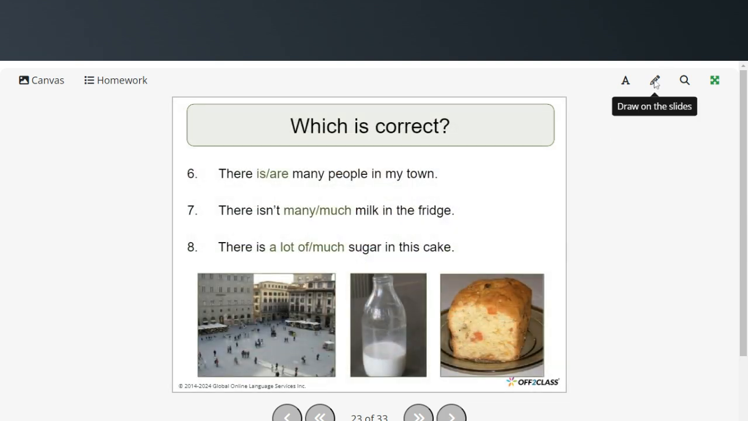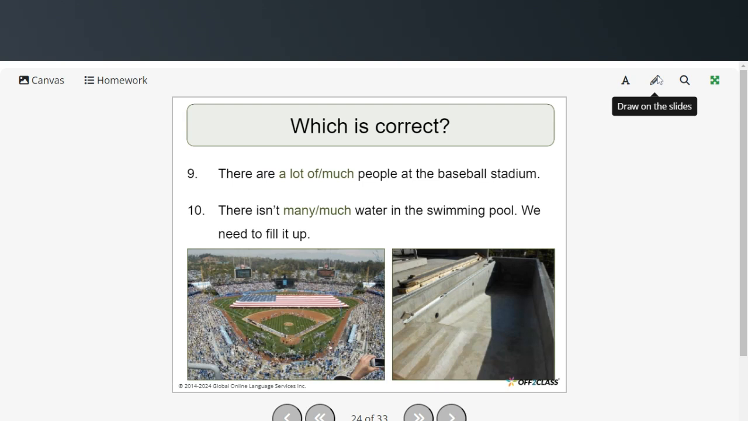Now choose which one is correct. There are many people in my town. There isn't much milk in the fridge. And there is a lot of sugar in this cake. There are a lot of people at the baseball stadium. There isn't much water in the swimming pool. We need to fill it up.